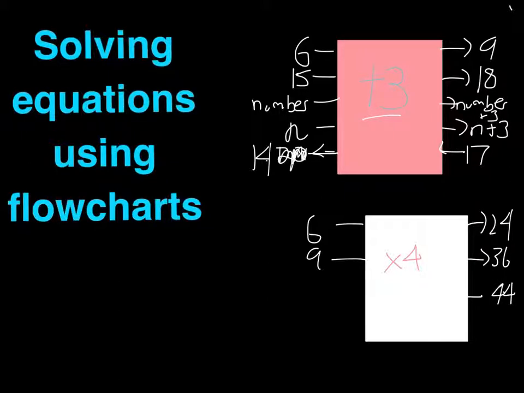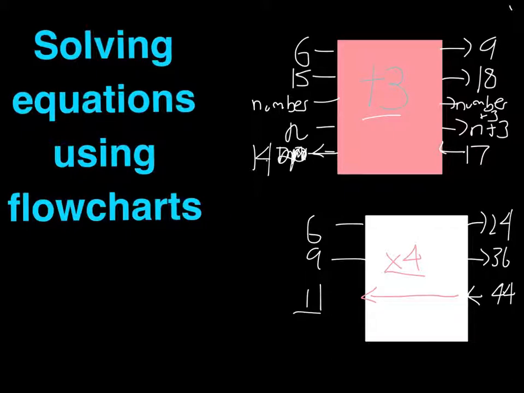So I can start at 44 and go backwards through this machine. And if I do, rather than timesing by 4, I'm actually undoing that. I'm dividing by 4. So I would need to put 11 into this machine to get 44, because 11 times 4 gives me 44, right? So I'm reversing the operations when I put a number the other way through the machine.